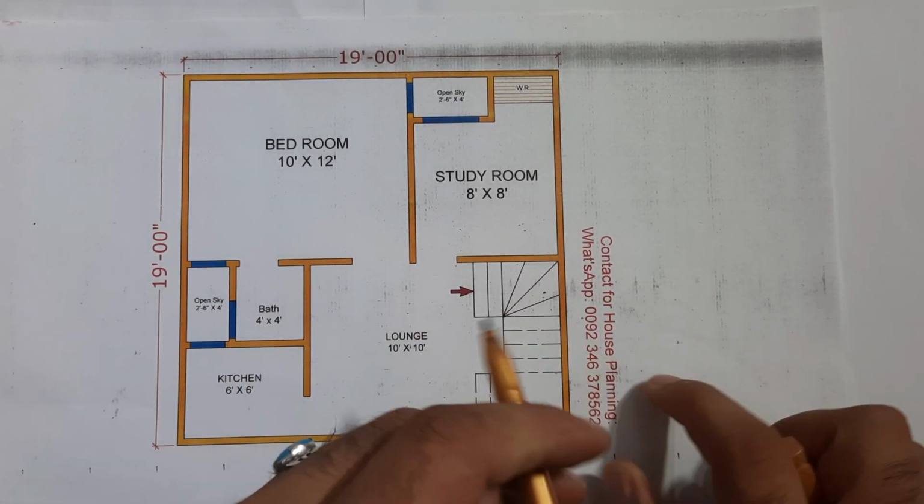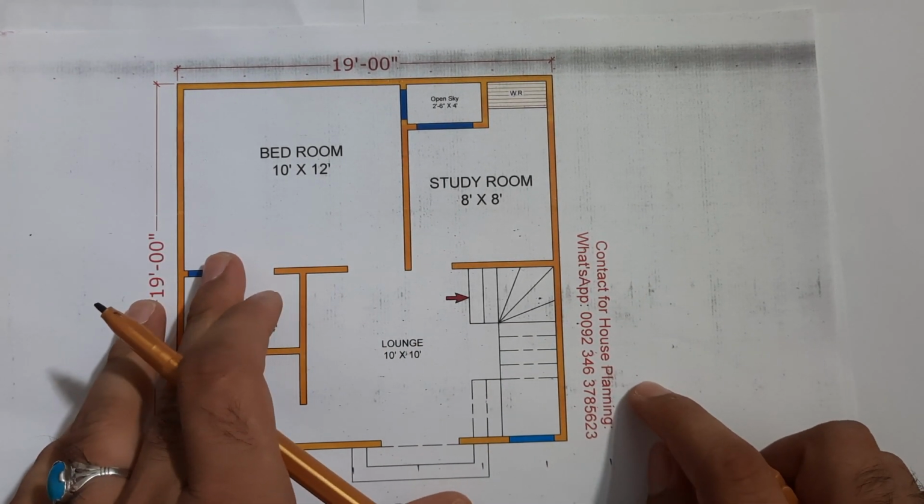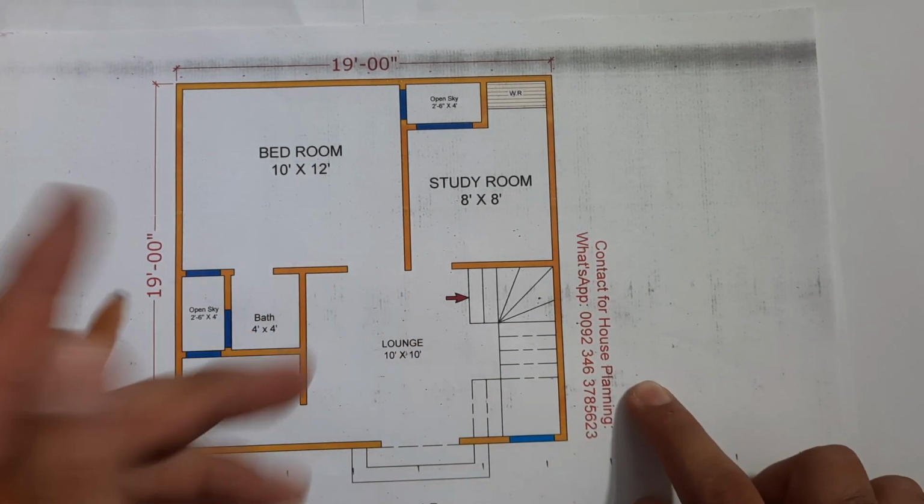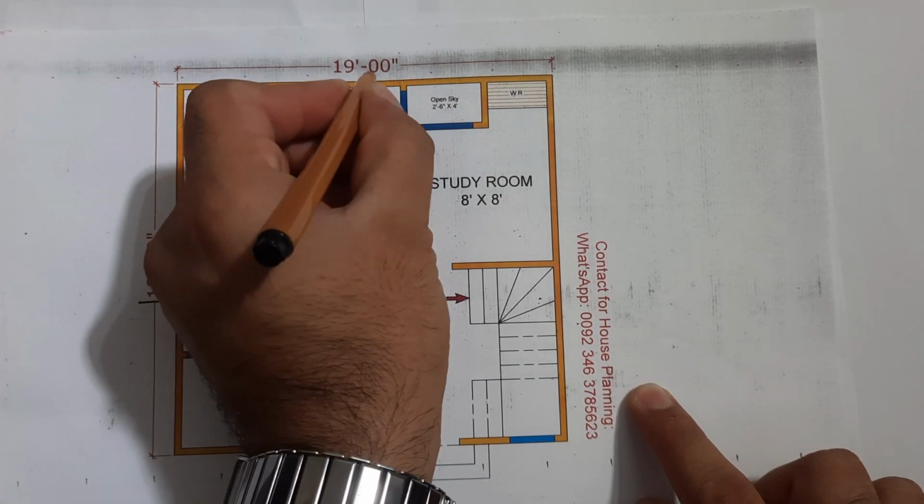Today in this short video lecture, I will guide you how to make a house planning step by step in the dimensions of 19 by 19 feet.